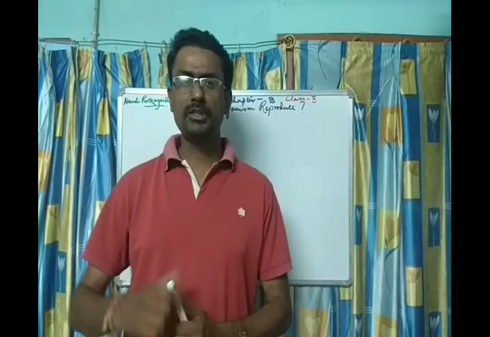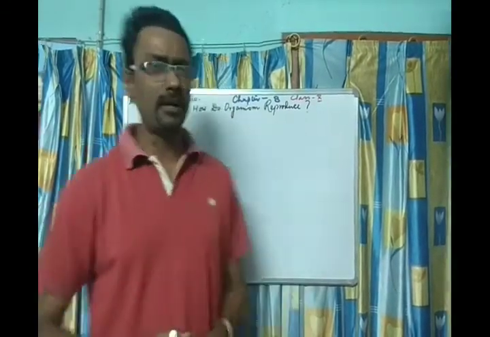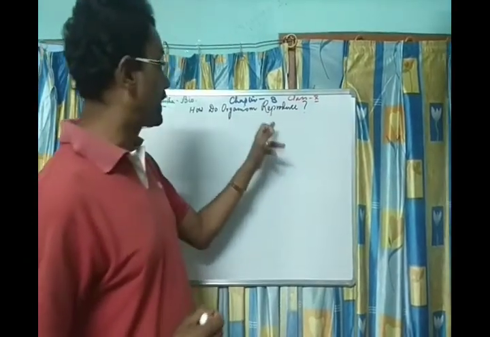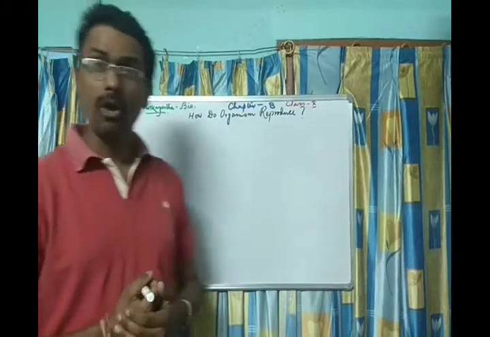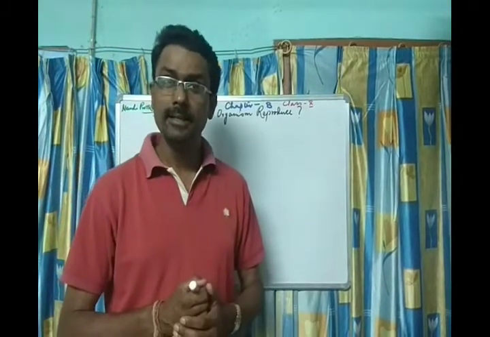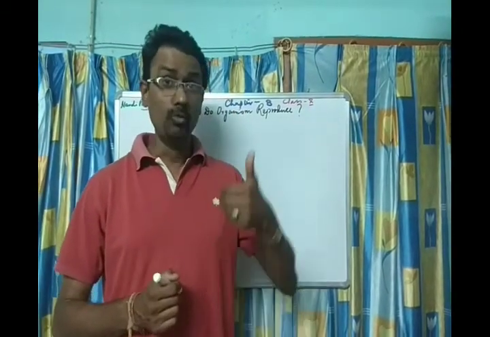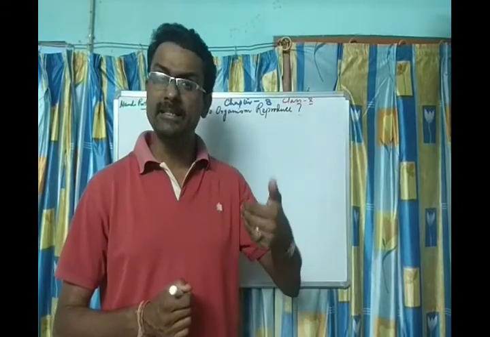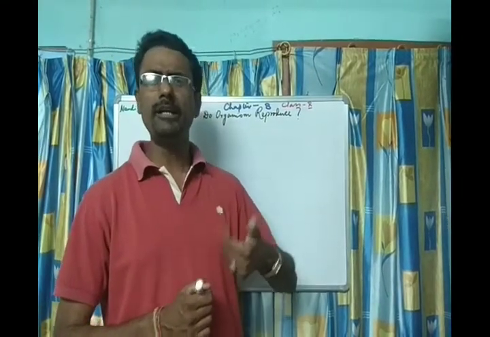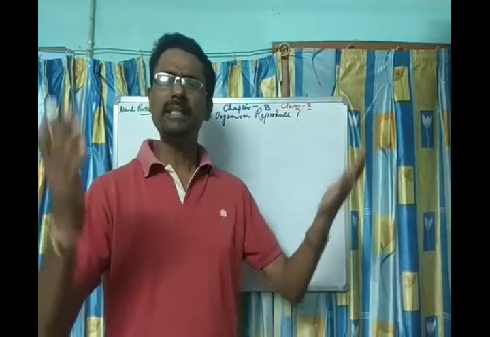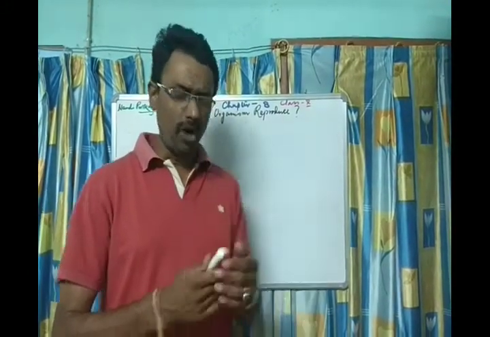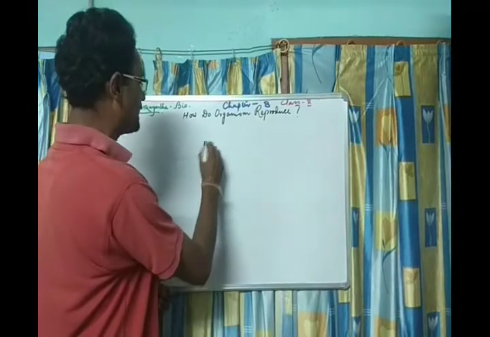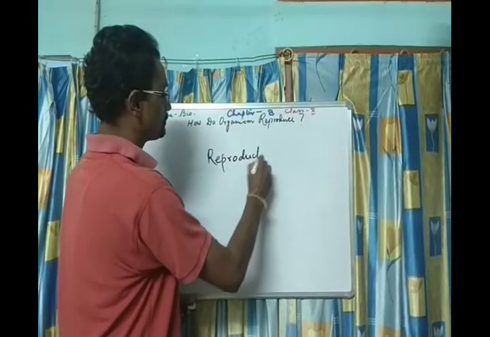Students, today let's move to a new chapter, that is how do organisms reproduce. That is your 8th chapter of the science. In this chapter, we'll be discussing in detail different types of reproduction that are found in an organism. First of all, we need to know what is reproduction.